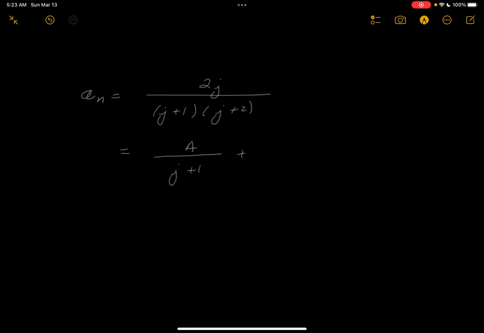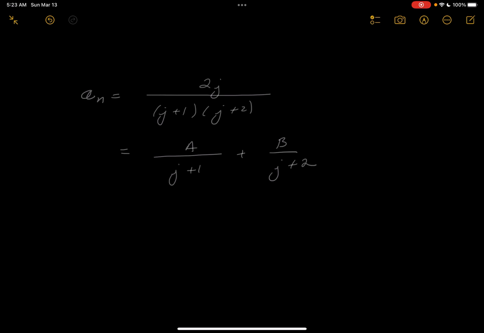The first thing I'm going to do is write down the general term, a_n, is equal to 2j over (j plus 1)(j plus 2). All right, what I'm going to do is break it into two terms using partial fractions. So I'm going to say A over j plus 1 plus B over j plus 2.